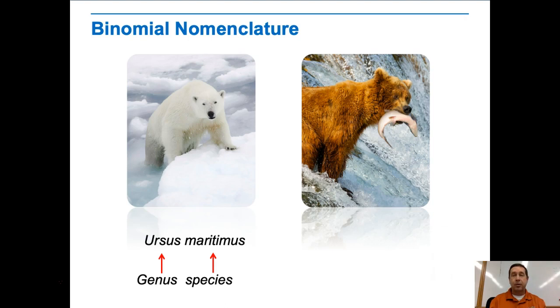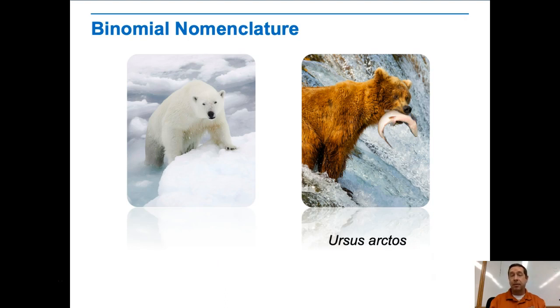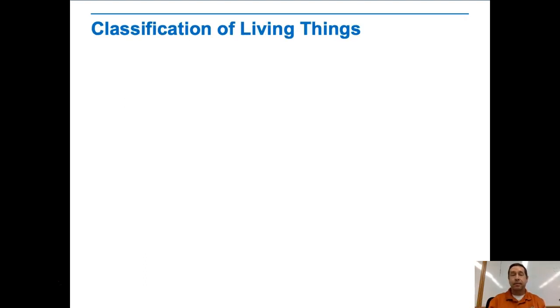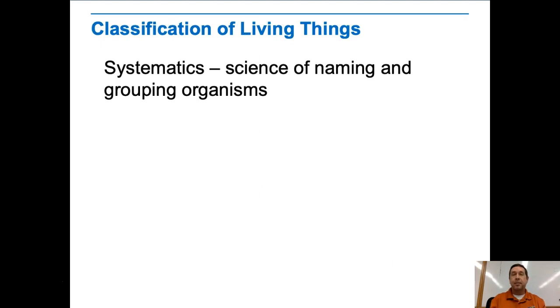So here's an example. Here you've got two bears, a polar bear and a grizzly bear. But if we use their scientific name, which is again the genus and species name, we know exactly which bear we're talking about if we're somebody who studies that organism. So systematics is the science of naming and grouping organisms. In Linnaeus' system, there are 7 classification levels, and we've added an 8th one recently. We'll talk about that in a minute. Those classification levels or groups are called taxa, or a single one is a taxon.